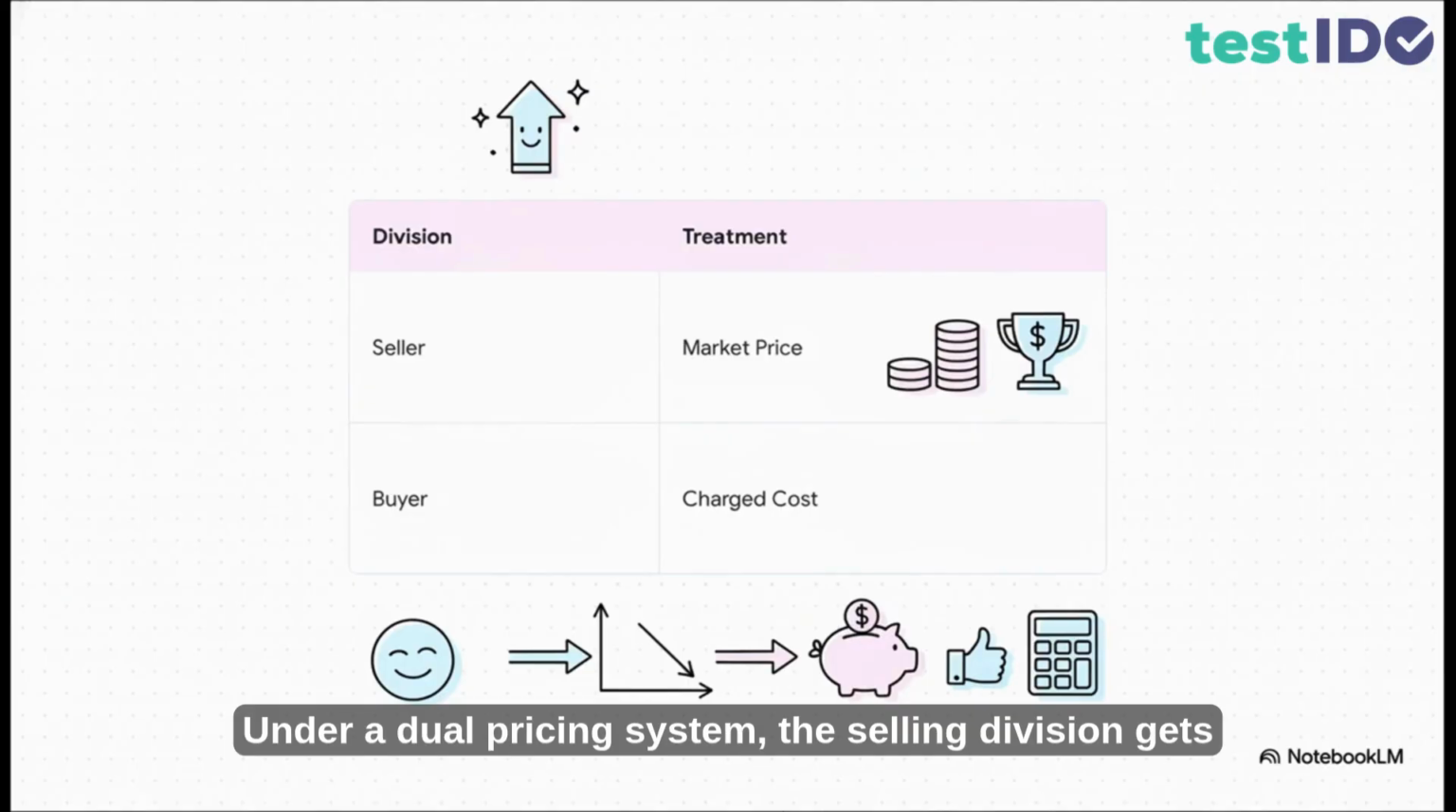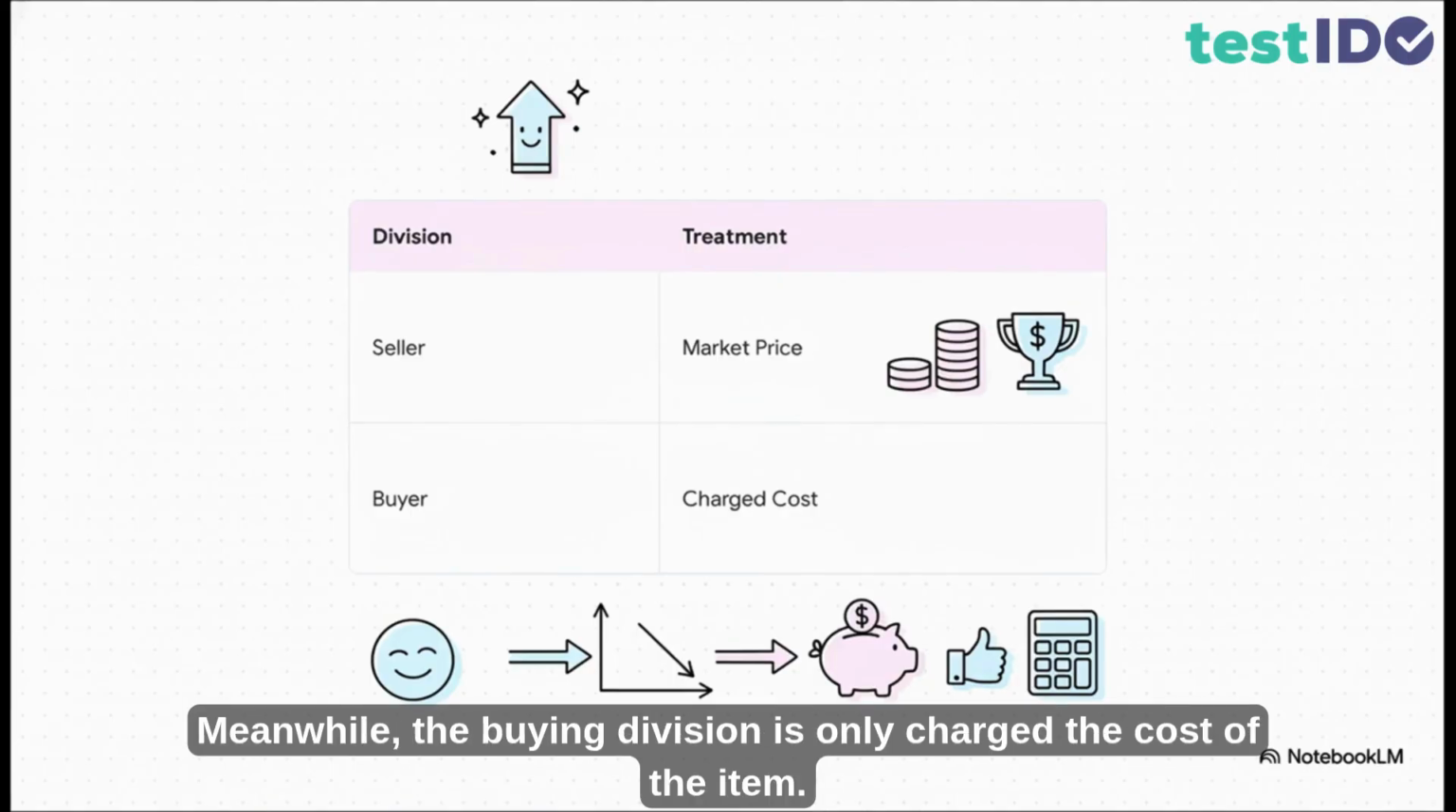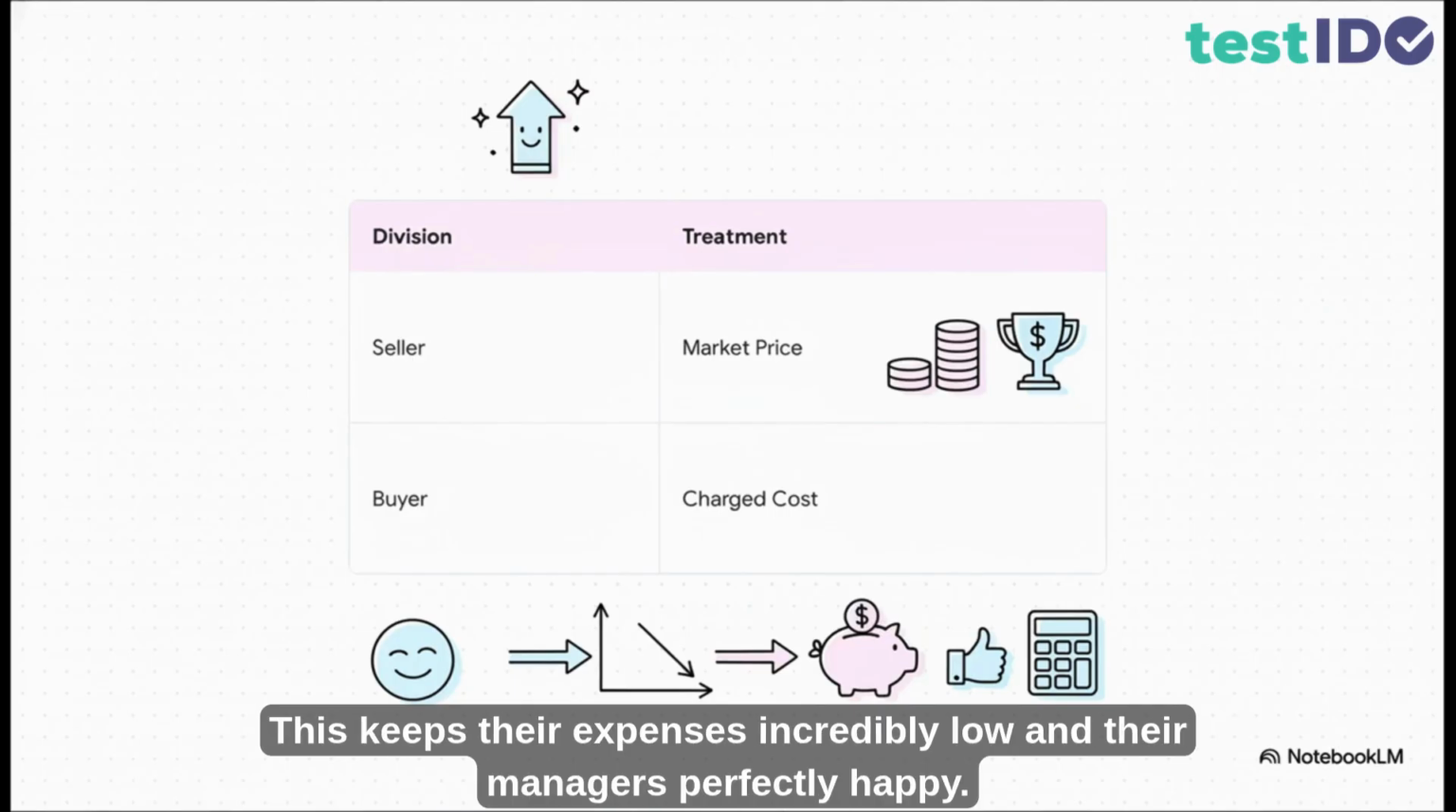Under a dual pricing system, the selling division gets credited with the full market price for the internal transfer. This keeps them highly motivated and makes their performance metrics look amazing. Meanwhile, the buying division is only charged the cost of the item. This keeps their expenses incredibly low and their managers perfectly happy.